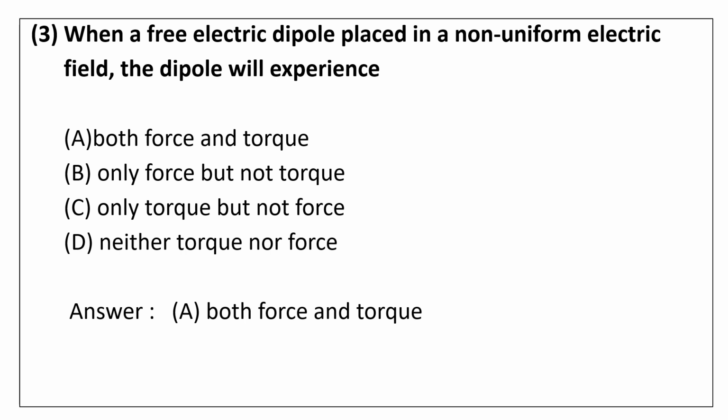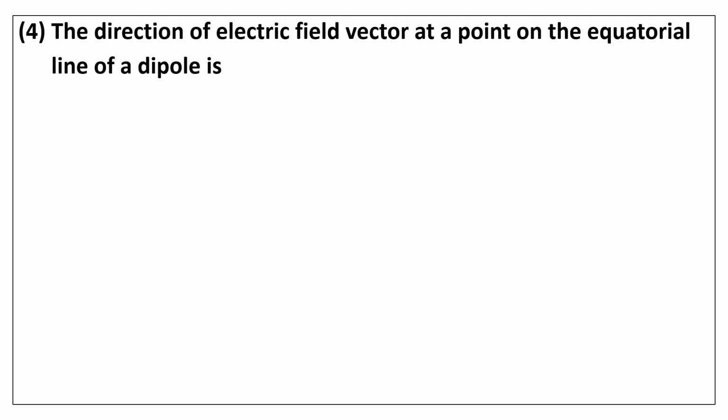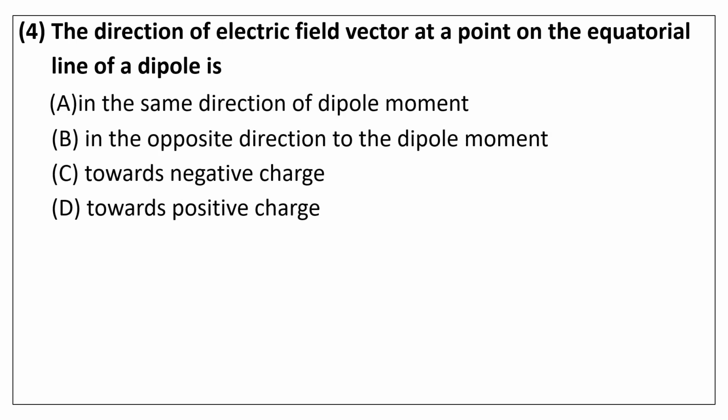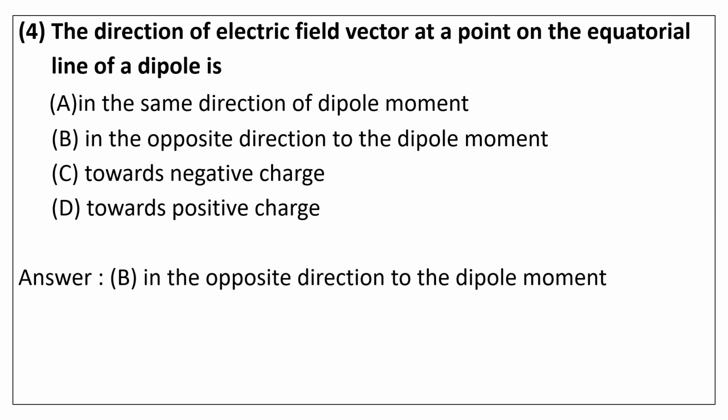Let's move to the next question. Question number 4. The direction of electric field vector at a point on an equatorial plane of a dipole is option A, in the same direction of the dipole moment, option B, in the opposite direction to the dipole moment, C, towards the negative charge, option D, towards the positive charge. So option B is correct, which is in opposite direction to the dipole moment.